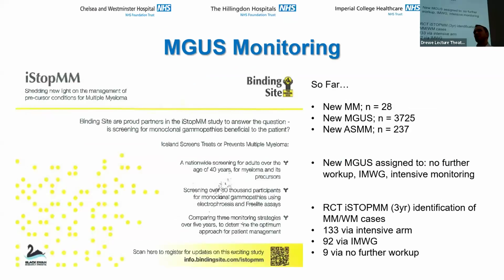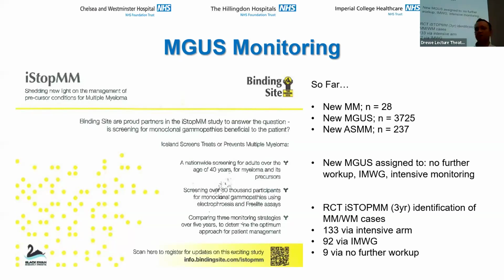The key thing in the future would be to try and find some other biomarker which could tell us which of these MGUS patients may go on to develop and progress to a B-cell condition such as myeloma. And they are looking, this is the iStop study, at how often and what the benefit is of monitoring all MGUS patients.